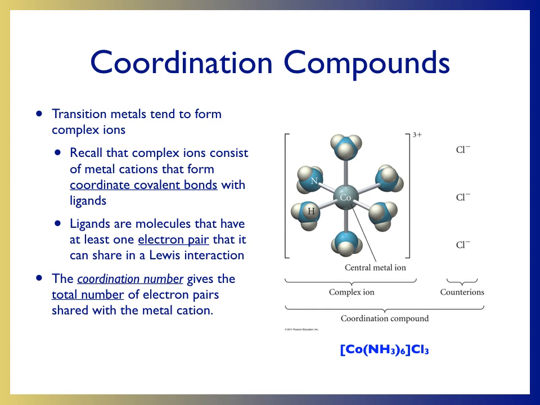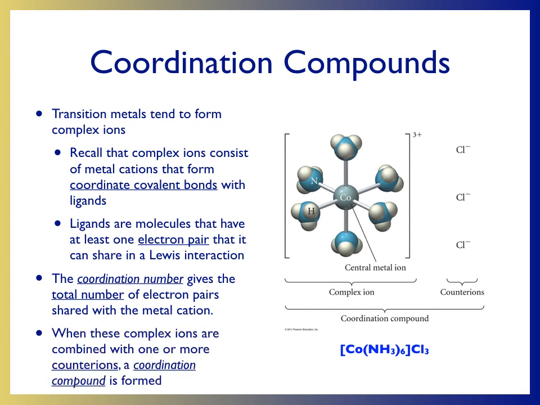However, we know that nature does not like charge separation. Therefore, complex ions will combine with counter ions to form your coordination compound. In the example on the right, the complex ion has a 3+ charge. Therefore, we need counter ions or anions that have a total charge of -3. Here we're using 3 chloride ions.